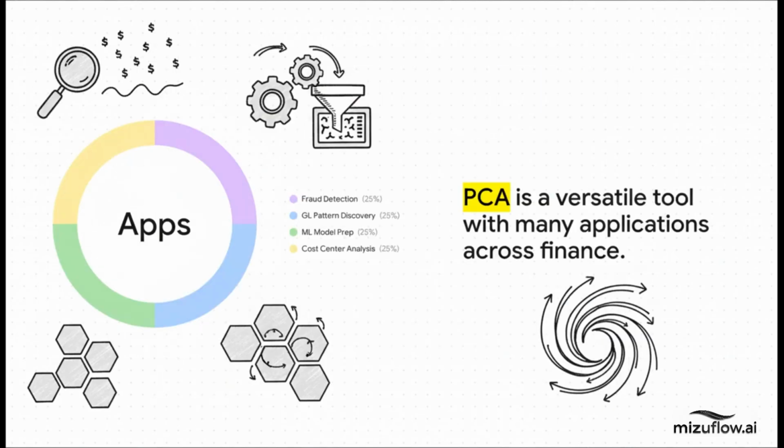And listen, it doesn't stop there. The applications are huge. You can use PCA to hunt for weird anomalies in huge datasets for fraud detection. You can figure out which GL accounts always move together. You can prep your data for machine learning models, analyze cost center patterns. It is an incredibly versatile tool.